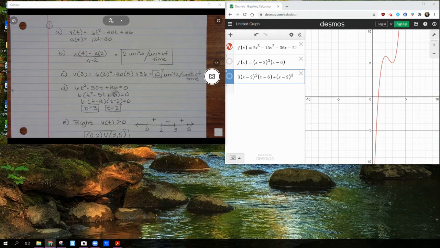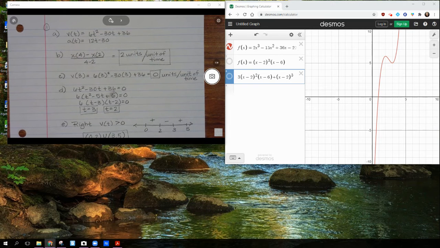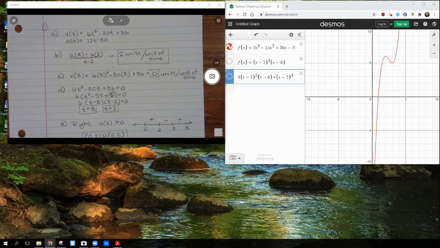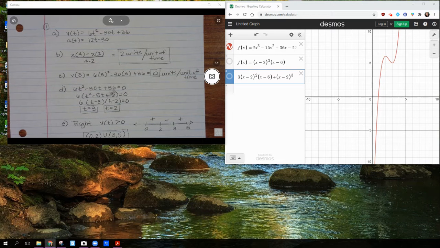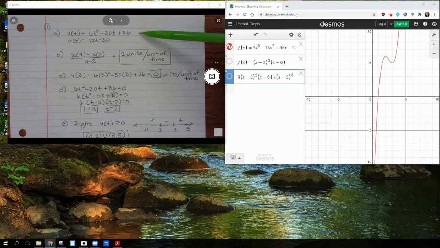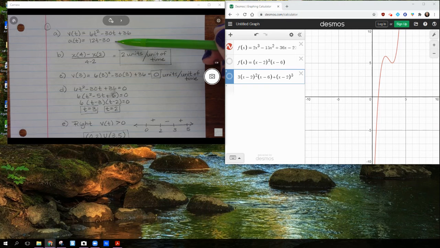All right, so number one, you're looking for the velocity and the acceleration. Your velocity is going to be the first derivative of the position function. So you should get 6t squared minus 30t plus 36. Your acceleration is the derivative of the velocity, which is 12t minus 30.